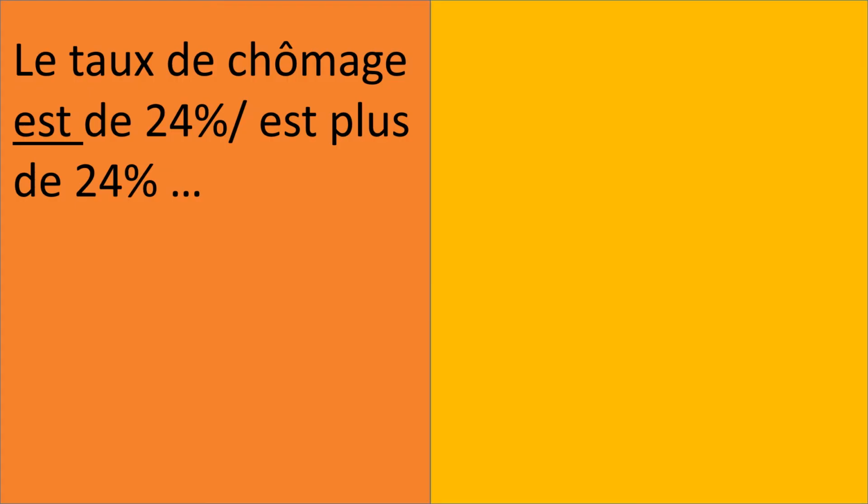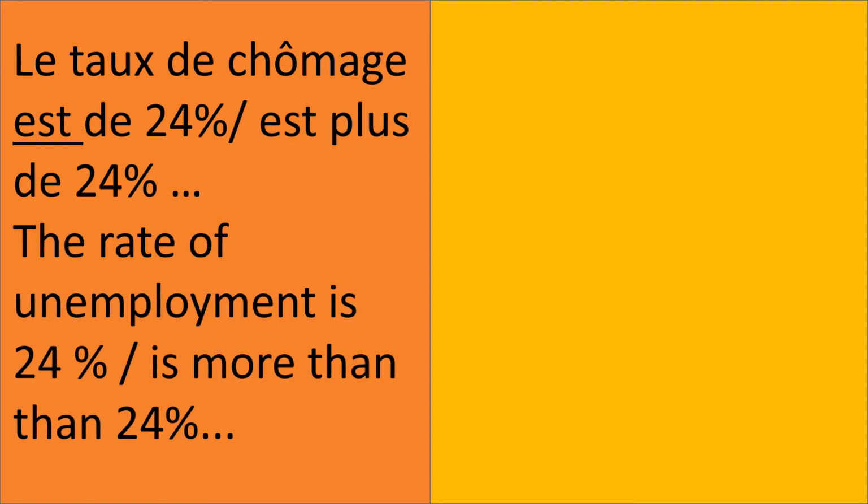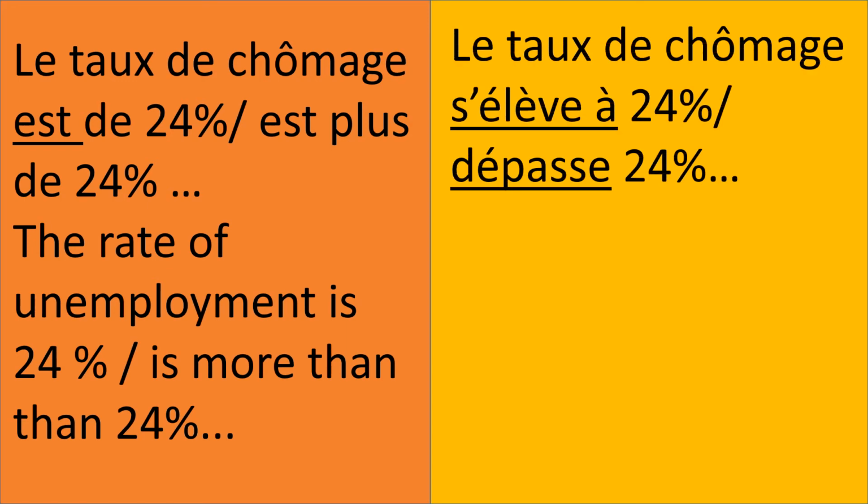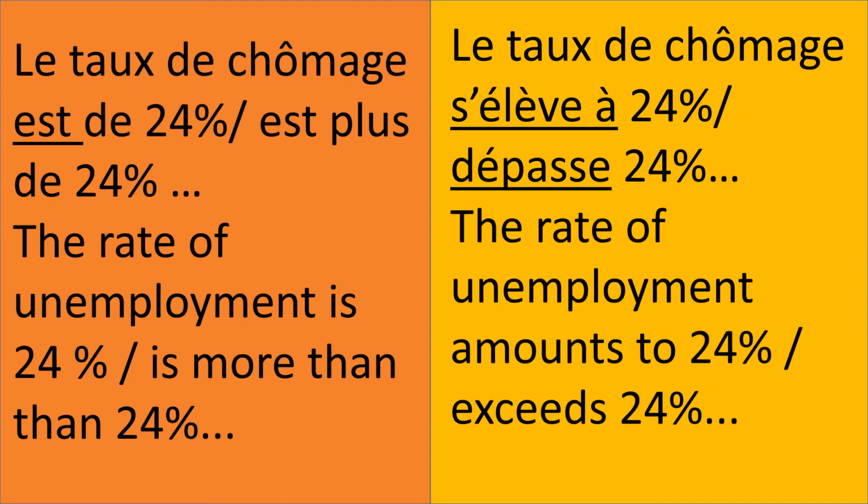The first example, le taux de chômage est de 24%, or le taux de chômage est plus de 24%. The rate of unemployment is 24% or is more than 24% in English. So how can we change le taux de chômage est? We can just say le taux de chômage s'élève à 24%. And for le plus de, we're going to say dépasse 24%. In English, it will be the rate of unemployment amounts to 24% or exceeds 24%.